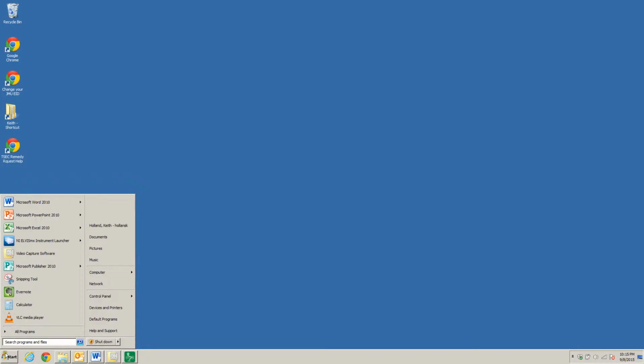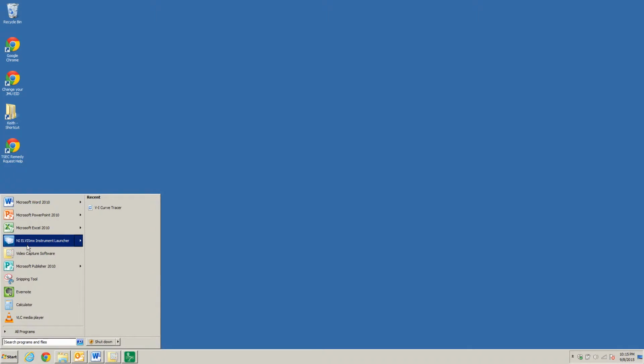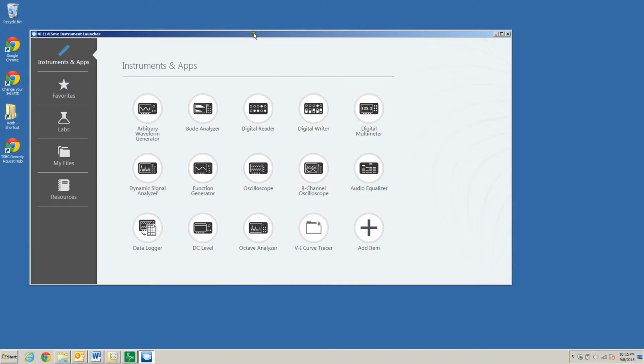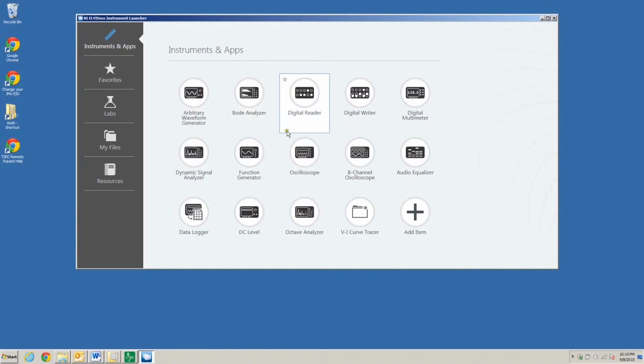On your computer, you can find the MyDAQ software by looking for the National Instruments NI ELVISmx instrument launcher. If you start that up, what you should see are a number of different types of instrument applications that you can use. For our purposes, we're not going to be using a lot of these, although we will talk about some of these things like function generators, oscilloscopes, and you will be using an oscilloscope in the lab. But some, like the octave analyzer and dynamic signal analyzer, we will not be using.